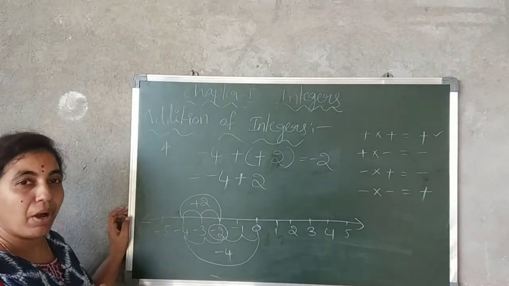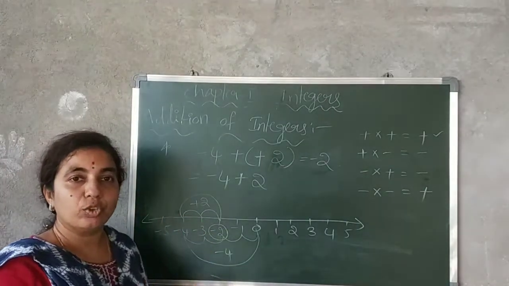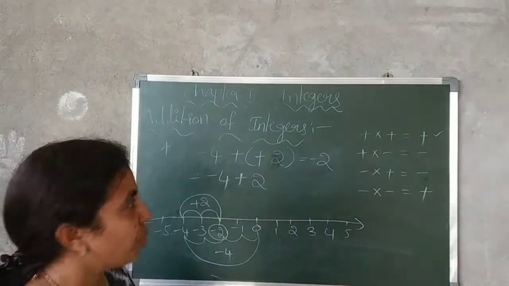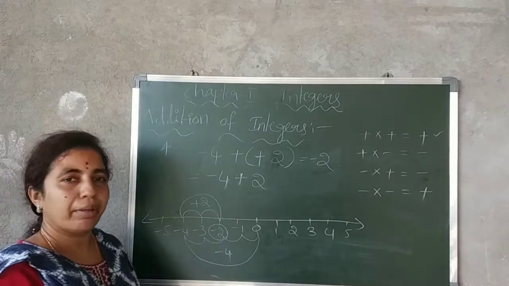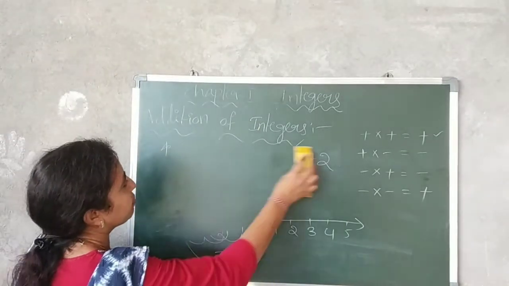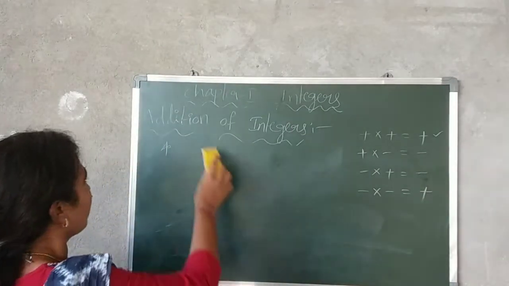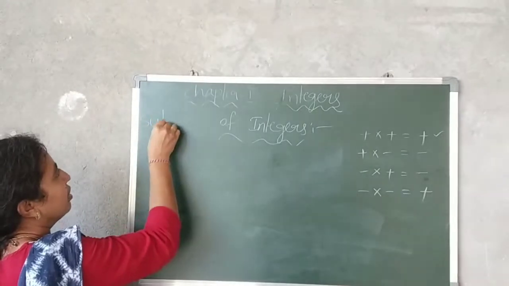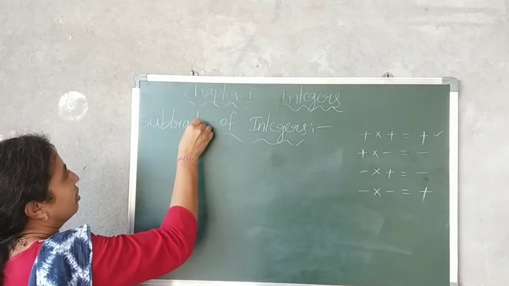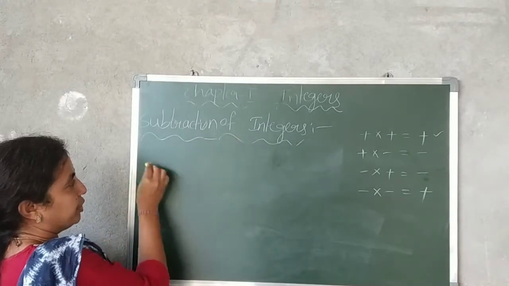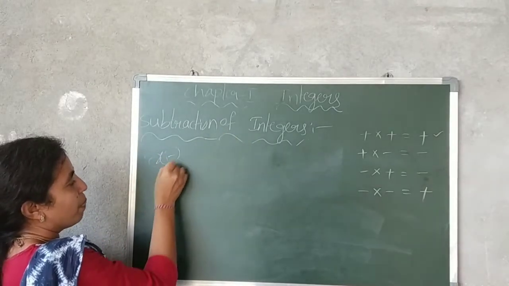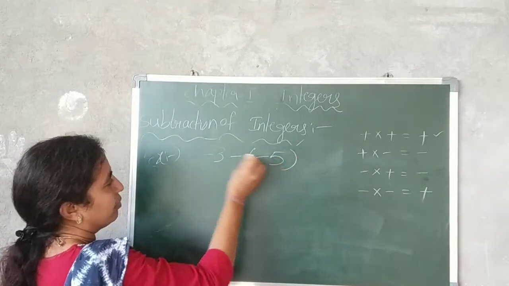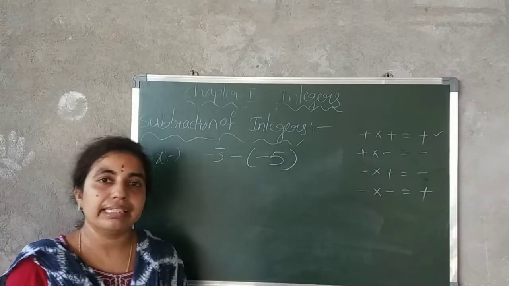Okay. So this is about addition of integers using number line. Now I'll go with the subtraction of integers using number line. I'll explain it with one example. It will be more than enough. Subtraction of integers, I'll go with one example. Minus 3 minus of minus 5.